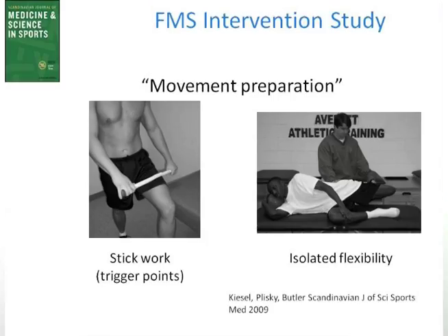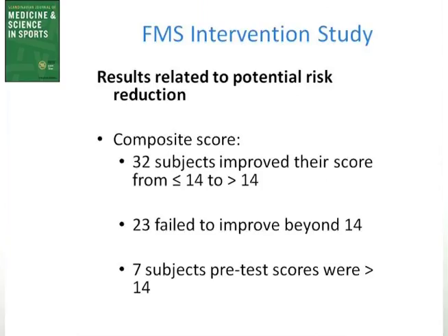It's movement prep, doing stick work, knocking out trigger points, and some isolated flexibility. And what we found is based on that composite score relative to risk reduction, so we want to see if we can move people from below 14 to above 14, and we had 32 subjects that improved their score above the threshold. We had 23 that failed to improve beyond the threshold.